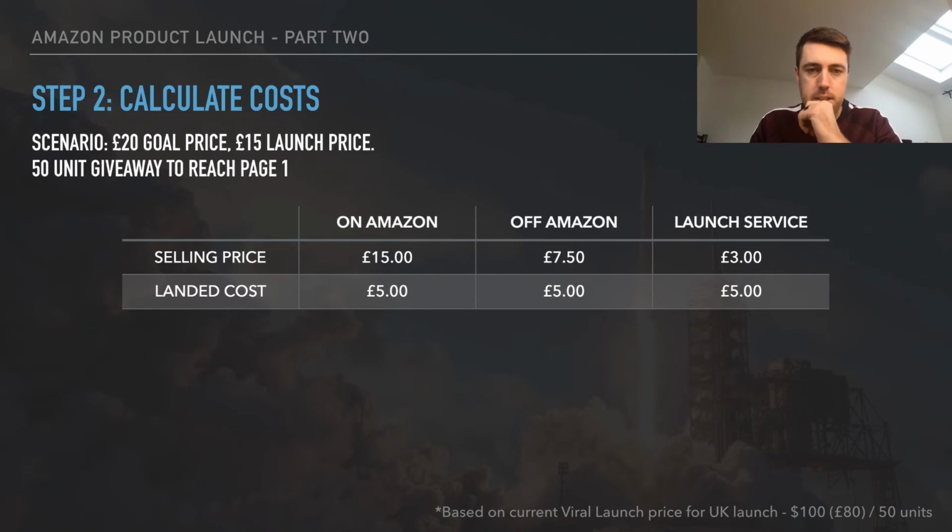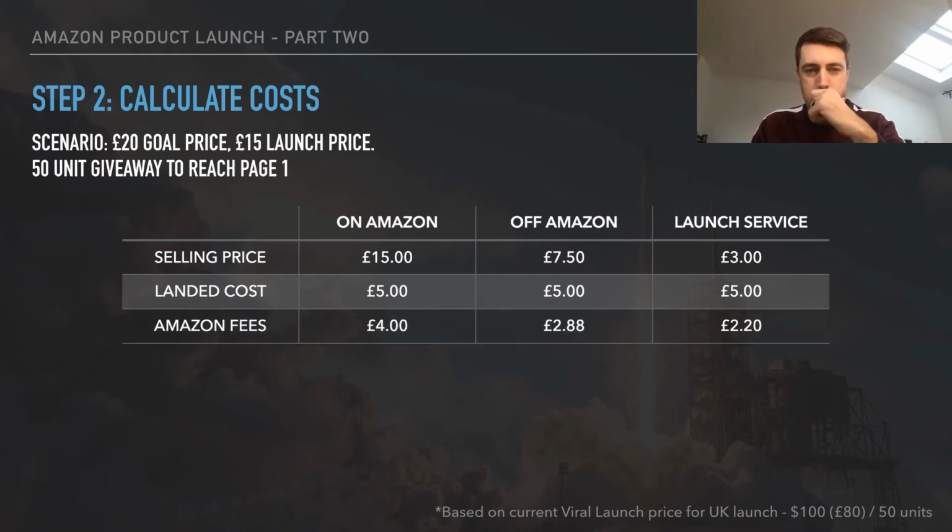All right, the next thing is obviously our landed cost for our units, and I'm giving a real life example of a product we recently launched. Landed cost £5, goal price selling at £20. Our Amazon fees vary from method to method because on Amazon we are charging the full £15, but as the price goes down, obviously our 15% fee of the selling price goes down. Unfortunately, the fulfillment fee doesn't go down, so there is still a high percentage of fees for the lower selling amounts for the different methods.